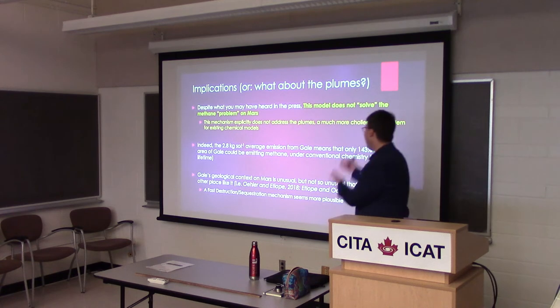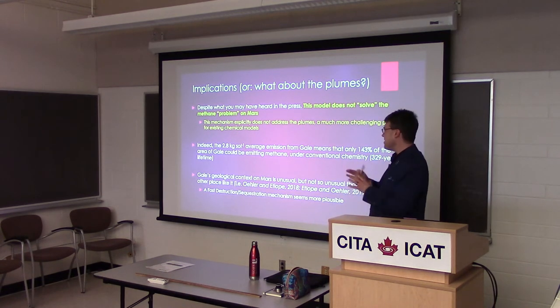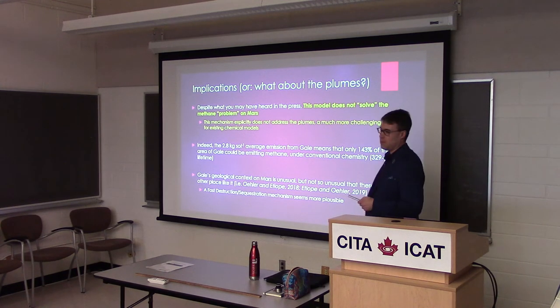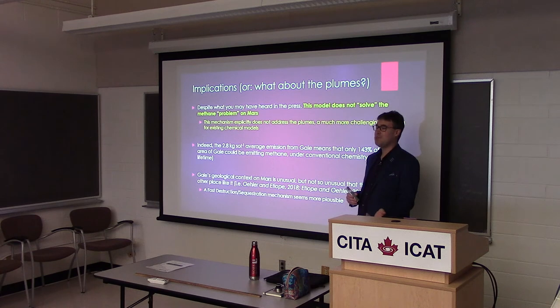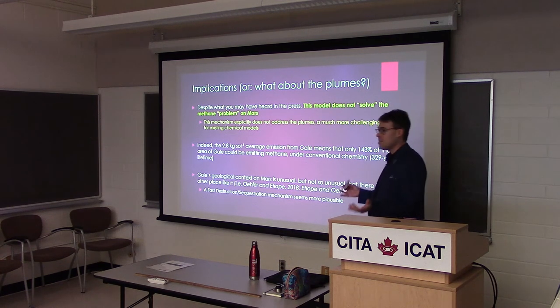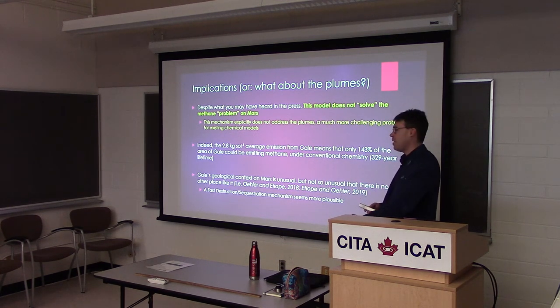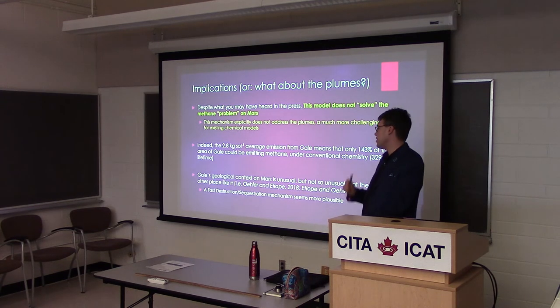So this model of mine, it doesn't solve the methane problem because it doesn't say anything about plumes. Plumes are a much more challenging problem for the chemical models. MUMMA saw 19,000 tons in 2003. That should still be with us today, but it's not. That's a hard thing to understand. And right now, we don't have the chemistry to tell us what's going on.